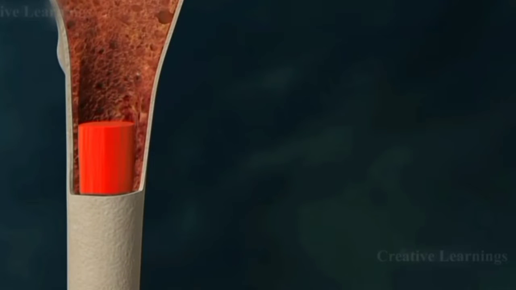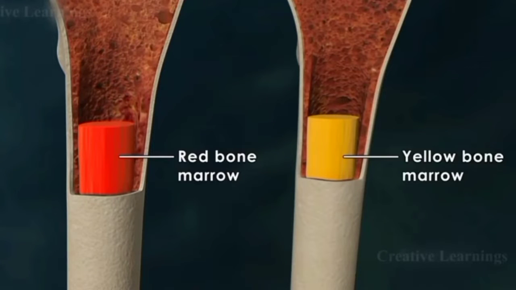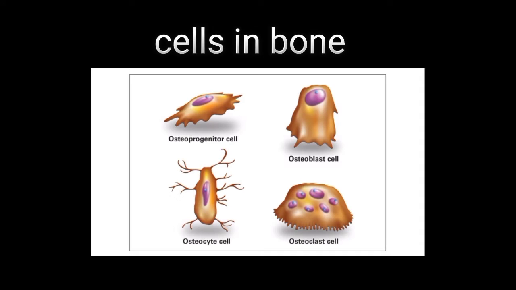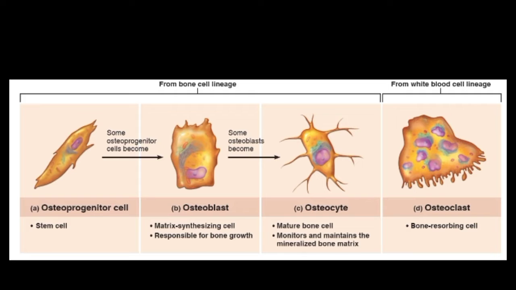Inside spongy bone, there is a mass of tissue called bone marrow. Bone marrow is of two types, red bone marrow and yellow bone marrow. Cells in bone: there are four types of cells in bone: osteoblast cells, osteocyte cells, osteoclast cells, and osteoprogenitor cells. Each one has a specific function.